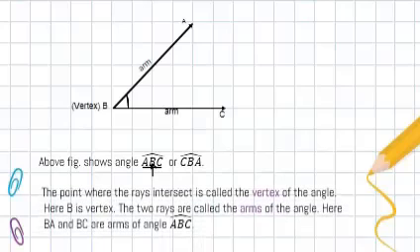So the point where the rays intersect is called the vertex, and the vertex here is B. And the two rays are called the arms of the angle, and the arms are BA and BC, and the angle is ABC. And don't forget that the vertex point is always in the middle of the name of the angle.